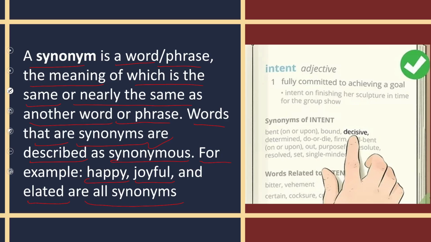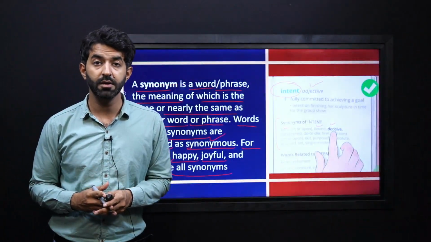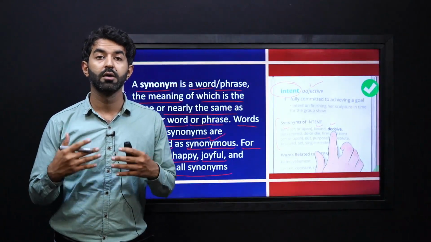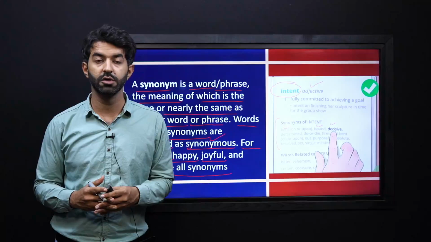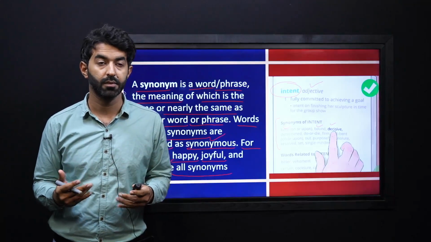the entry word we have is intent. Here is the word class or the category of the word, which is adjective, and you can see that all these are synonyms of the word intent. Bent, bound, decisive, determined, and all that. So now you are very clear about synonyms as they are giving the same meaning, but we have so many other words that we can use to convey the same meaning.